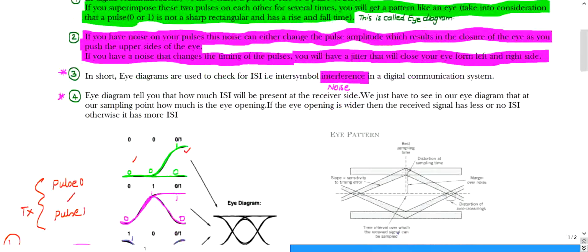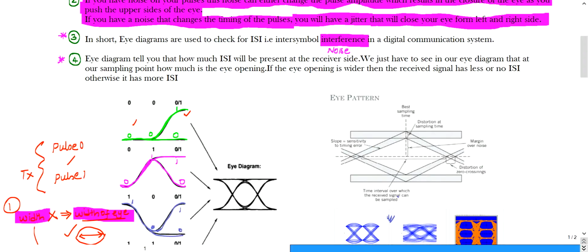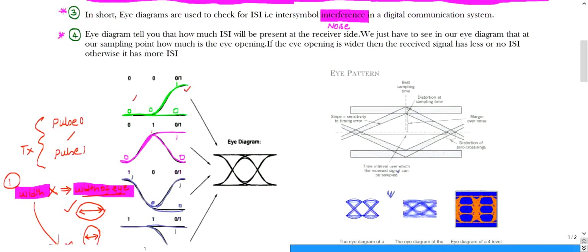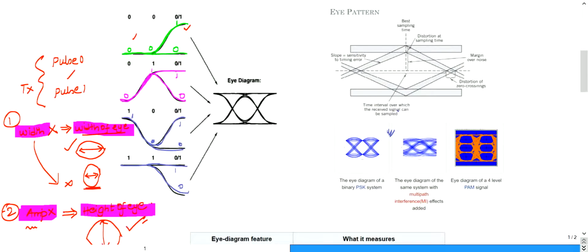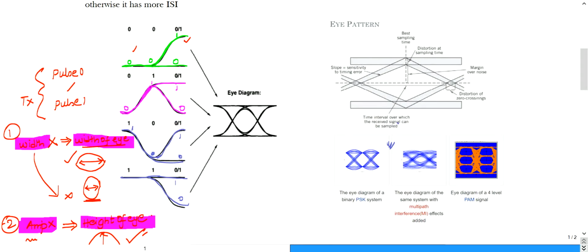Now I think you understood what an eye diagram is, and from the height of the eye and the width of the eye, based on that you can understand how we can conclude whether noise is present or not. Fine, let us go to the third part.